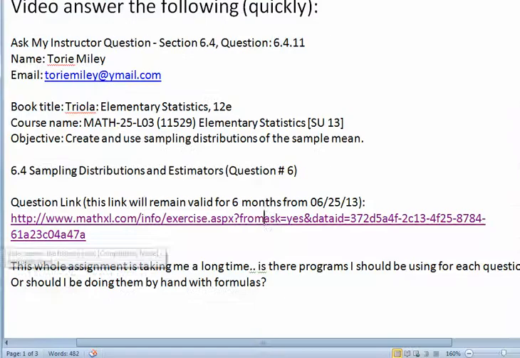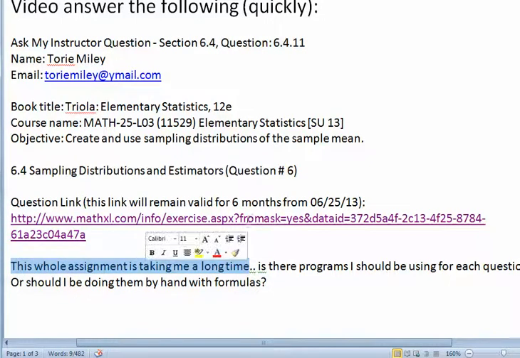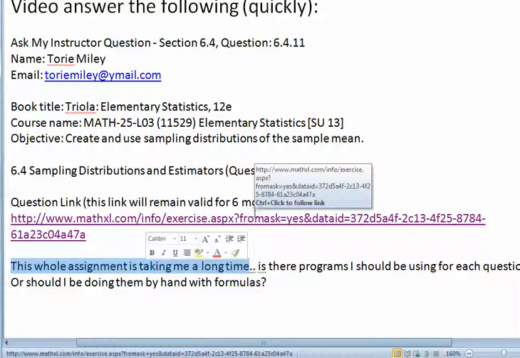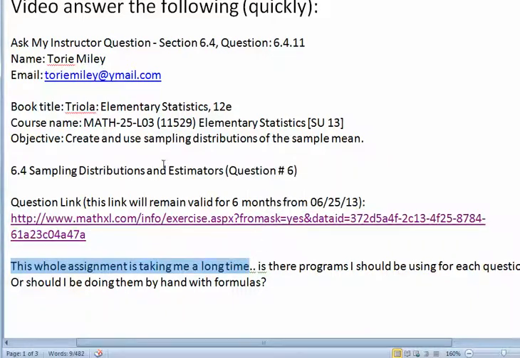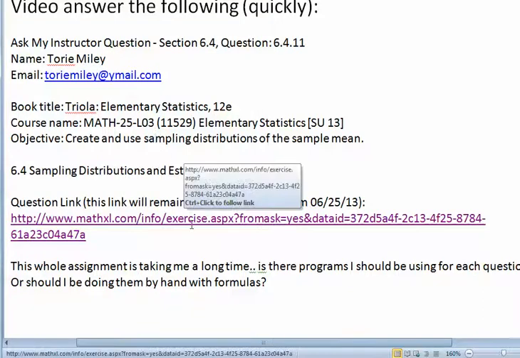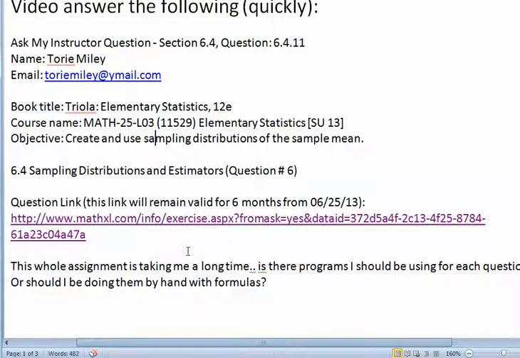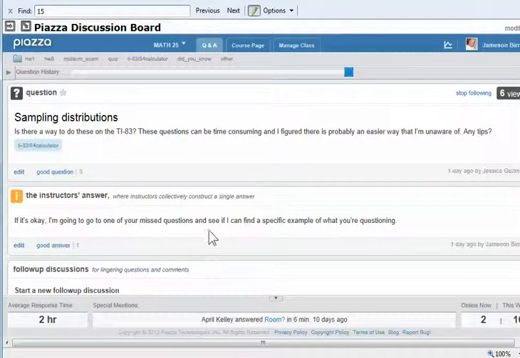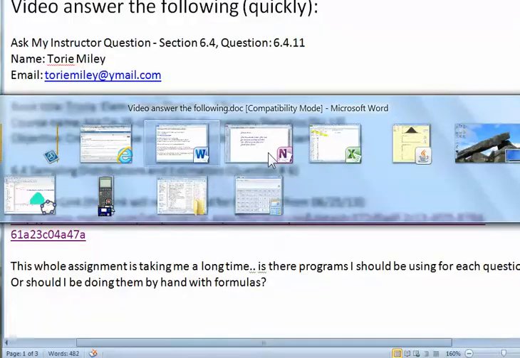But I found an email that I had missed from Tori, who was basically asking the same thing. She was saying, this whole assignment's taking me a long time. Is there some way I can basically use technology to make it go faster? And so let me go ahead and click on the link. What's nice about her email, as opposed to what we have there in Piazza, is you can ask the question, but it doesn't link you directly to a homework problem, unless you send a homework problem to yourself and then put that link that it sent in the email here. Actually, every time you send me a problem, I think it should send you a copy of that question too.